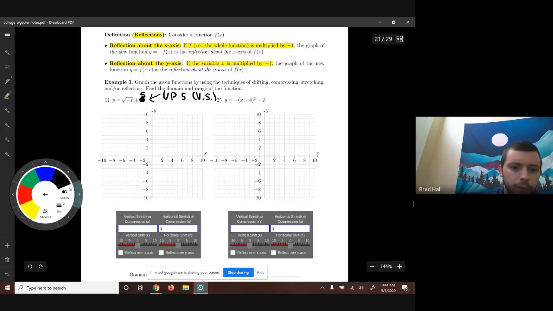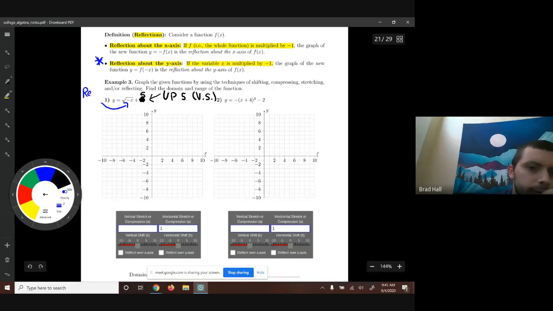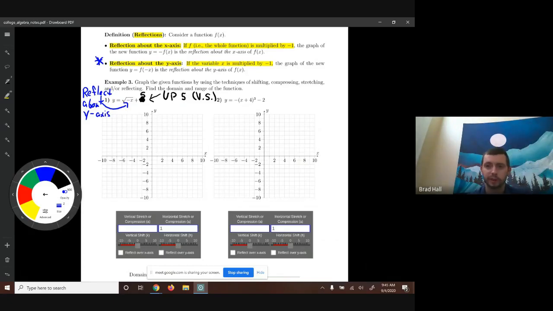So now the question is, what about the negative here? Well, if the negative is in front of the x directly, then this will be a reflection about the y-axis. And that's because there's a negative in front of the x directly. It comes straight from the definition. If there's a negative in front of the x variable, we reflect about the y-axis.